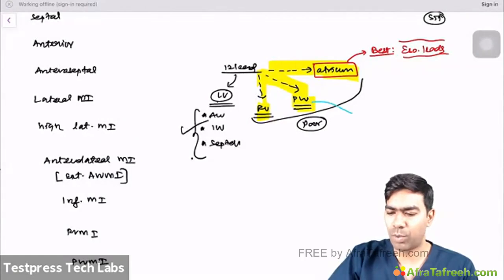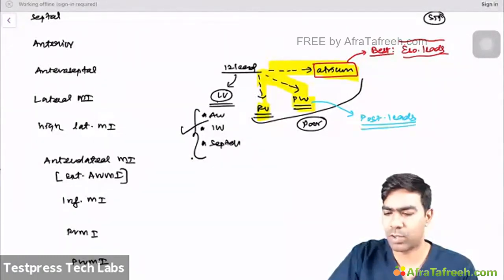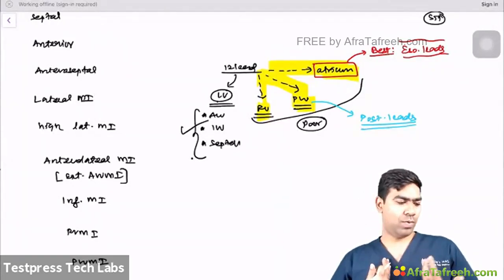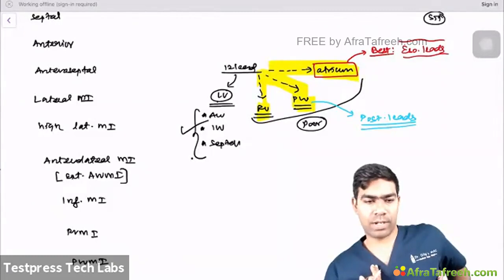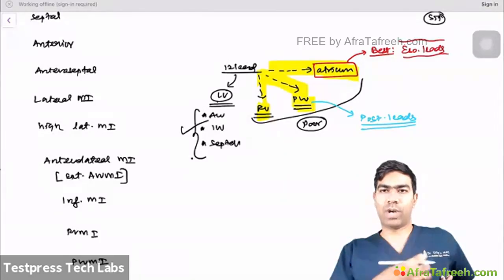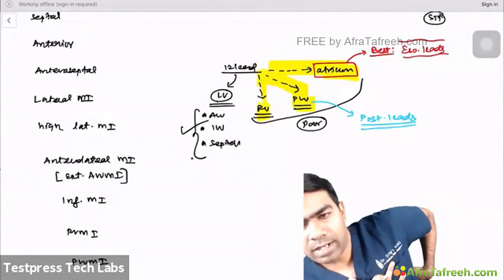If you want to see the posterior wall, the best lead system will be the posterior leads, which means you have to modify the existing system and create new leads called posterior leads. This is going to be the best. So what we do really: we have V1, V2, V3, V4, V5, V6 over here. What I'm going to do is remove V1, V2, and V3, and place them in the same fifth intercostal space on the back.